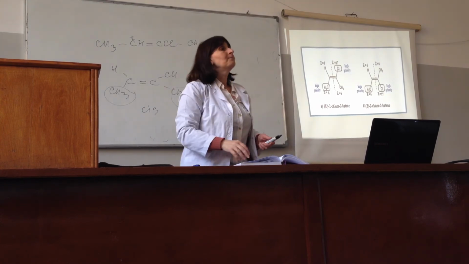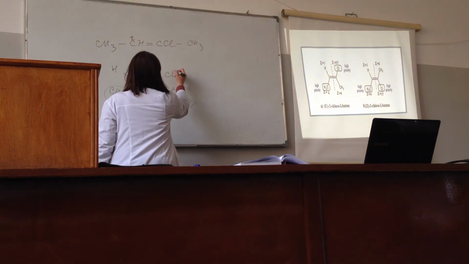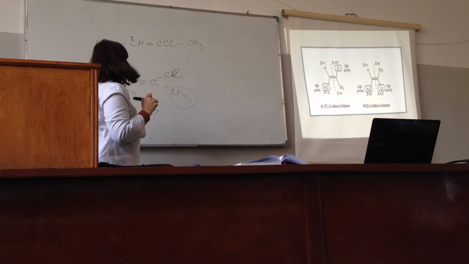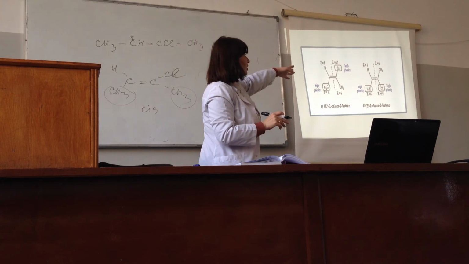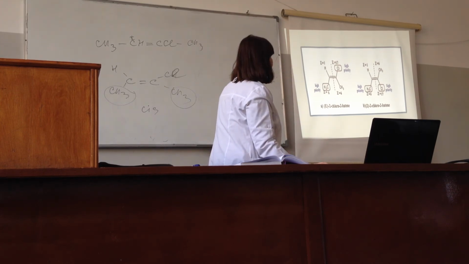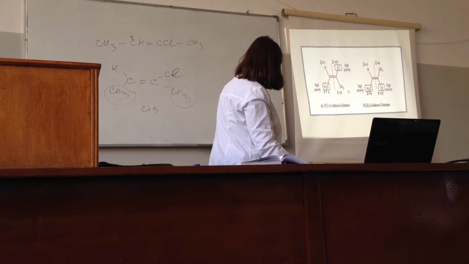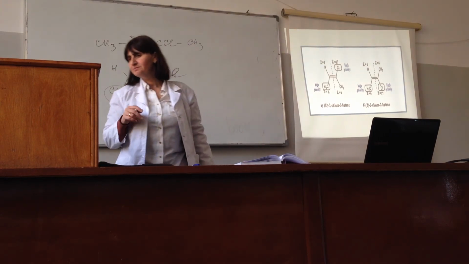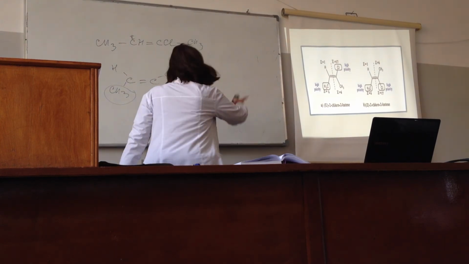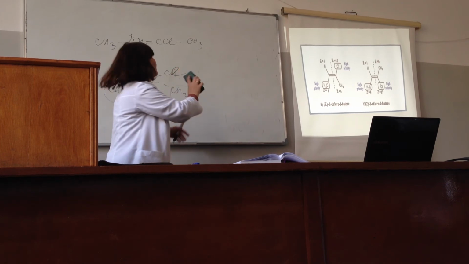Now, where is what? This is Cl. Now, what about this model? Here, as you see, you once again have your H and Cl, it's the same. So, this is trans. You can discuss geometric isomers here.